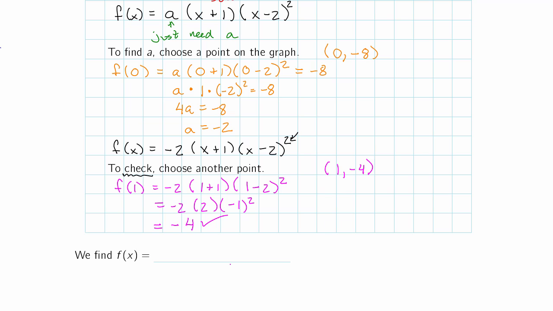We are now pretty sure that we have the expression for this function. We have f of x equals -2 times x plus 1 times x minus 2 squared. And again, the reason we had to check with a second point is that one of those exponents was a guess. But here we are.